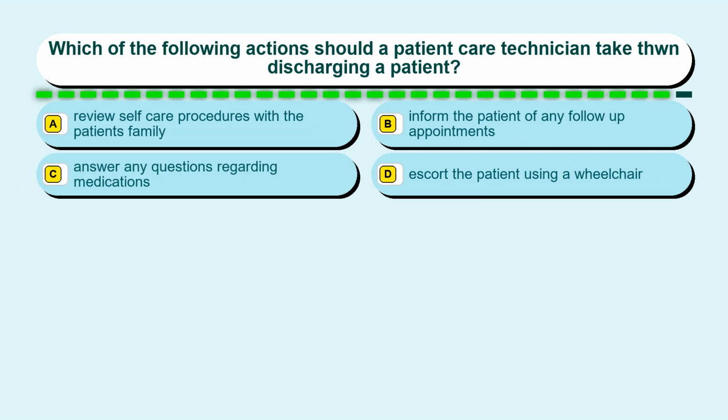Question 52. Which of the following actions should a patient care technician take when discharging a patient? Option A, review self-care procedures with the patient's family. Option B, inform the patient of any follow-up appointments. Option C, answer any questions regarding medications. Option D, escort the patient using a wheelchair.